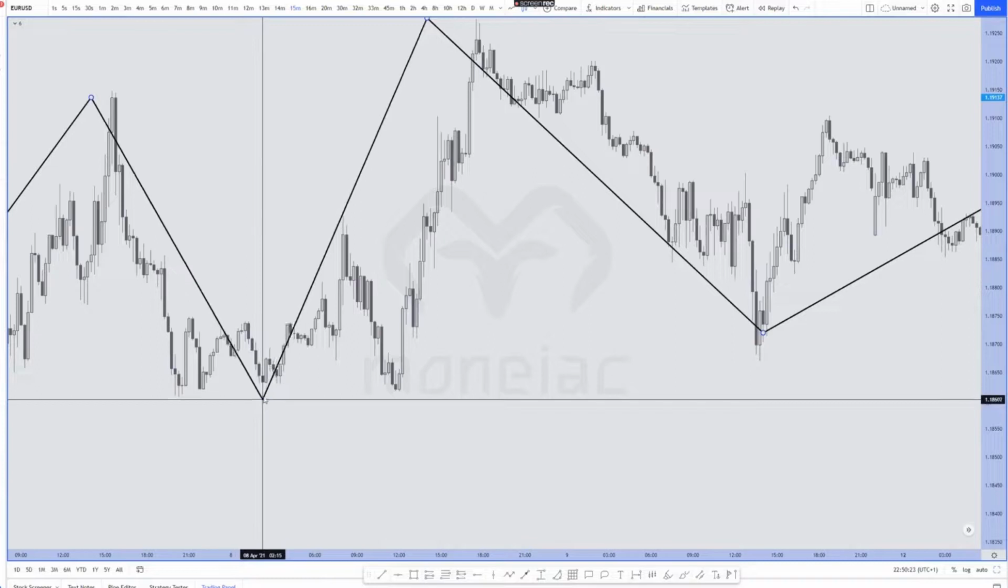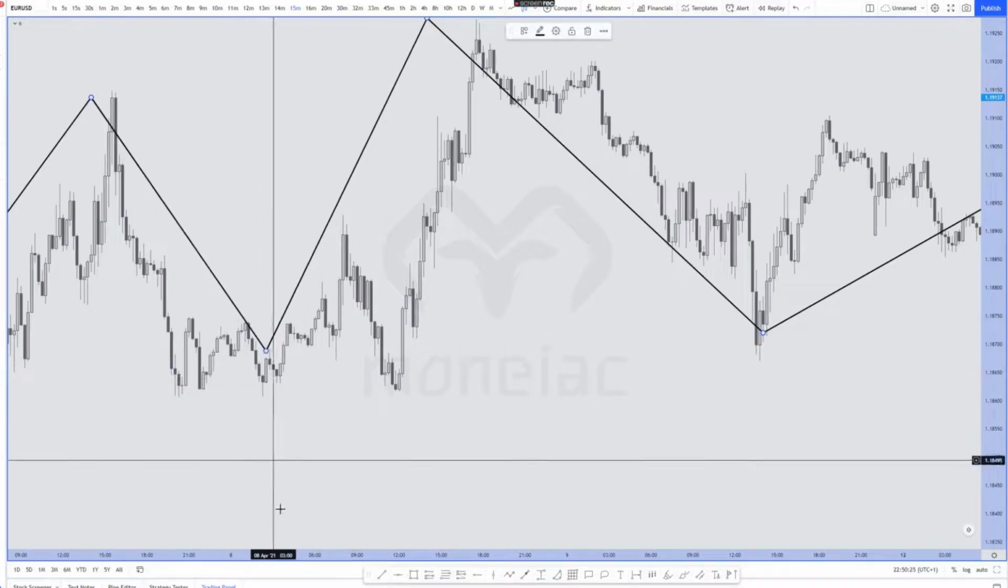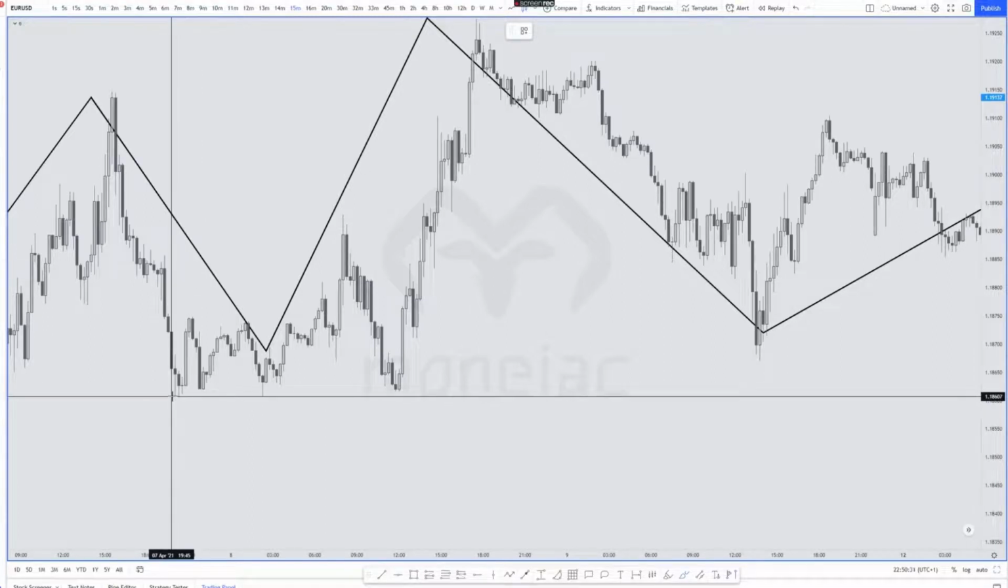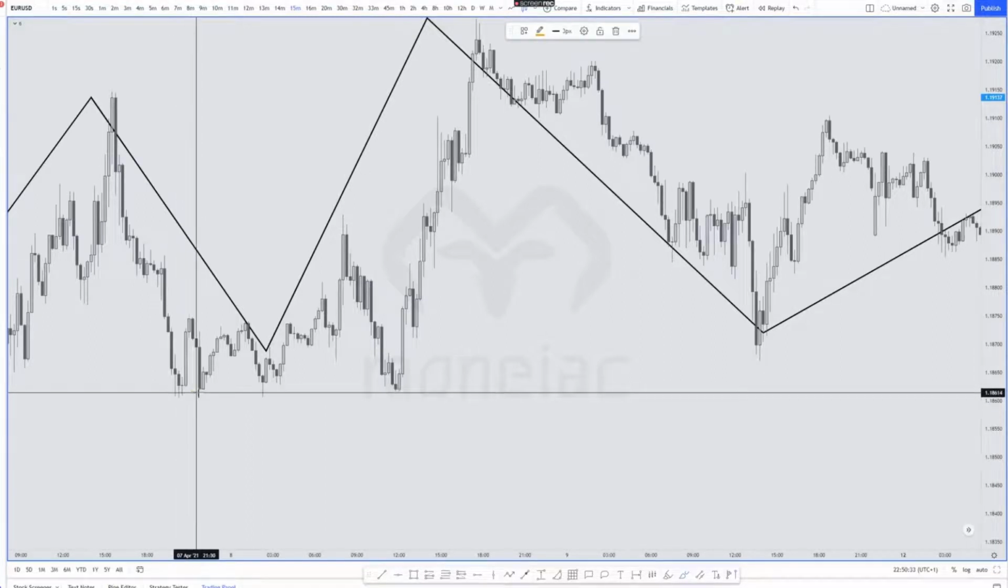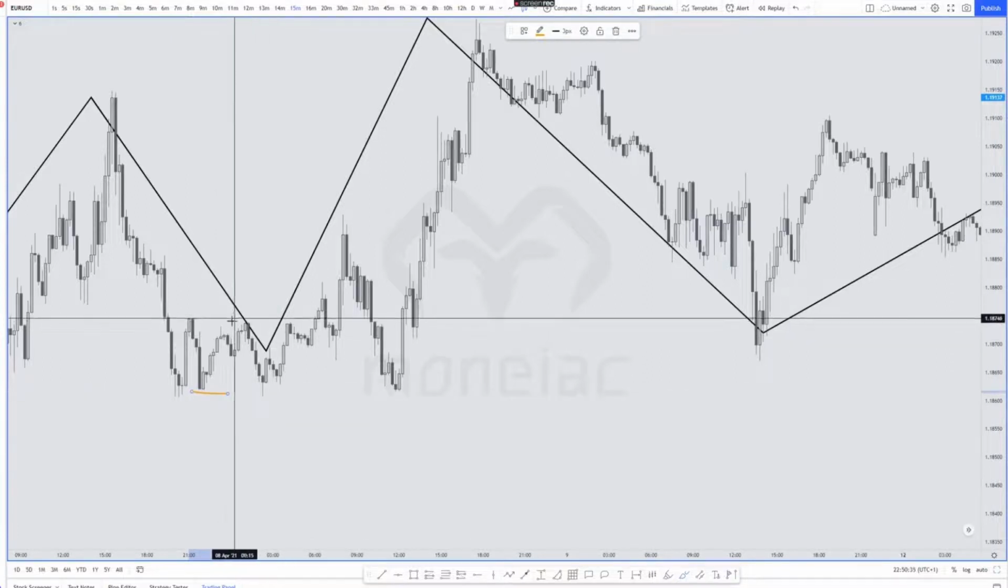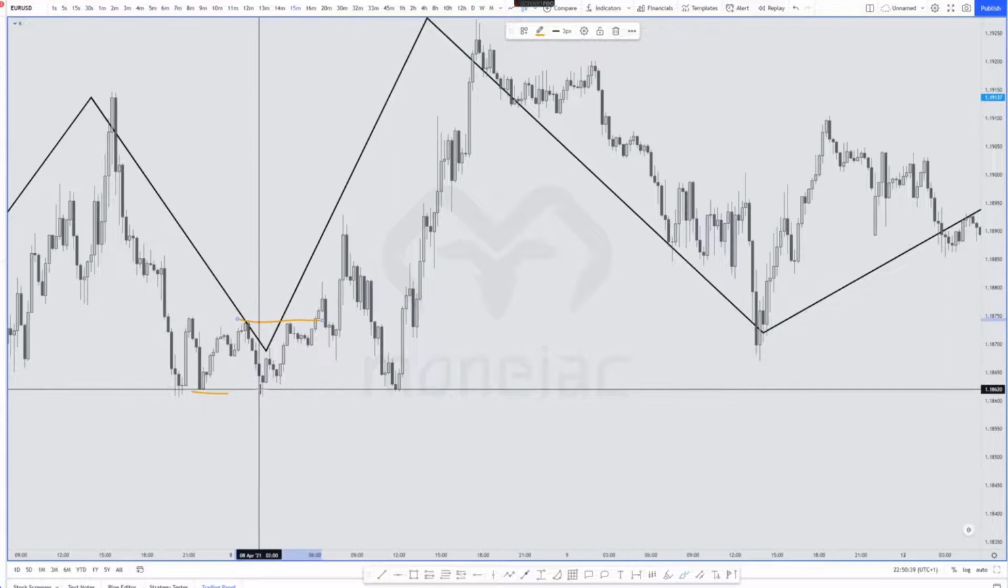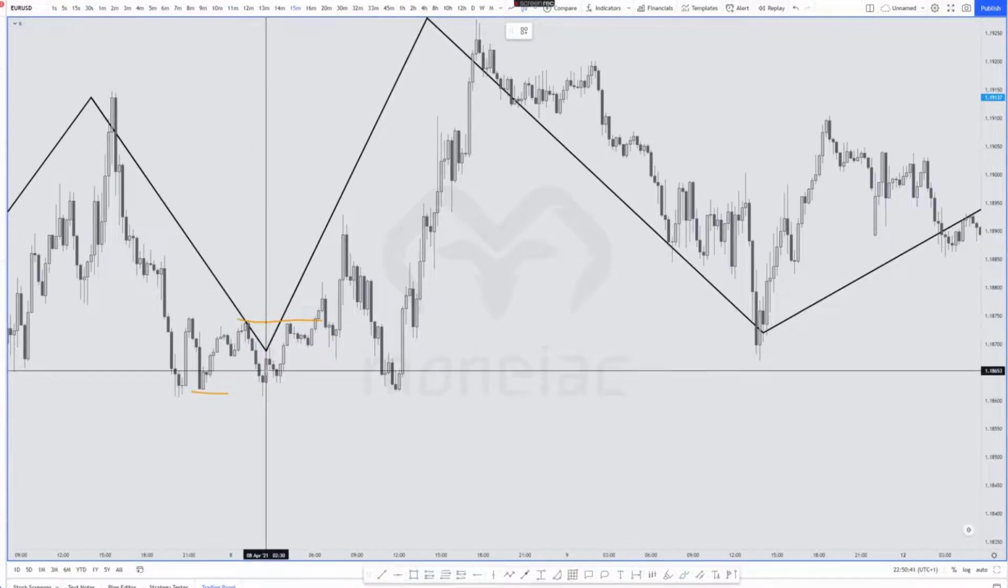So if I just move this up a bit just so we can see. But again, you could see liquidity was taken. You didn't take these lows, but you did take these lows. And then these highs were taken. So in this particular case, they came back to the extreme.